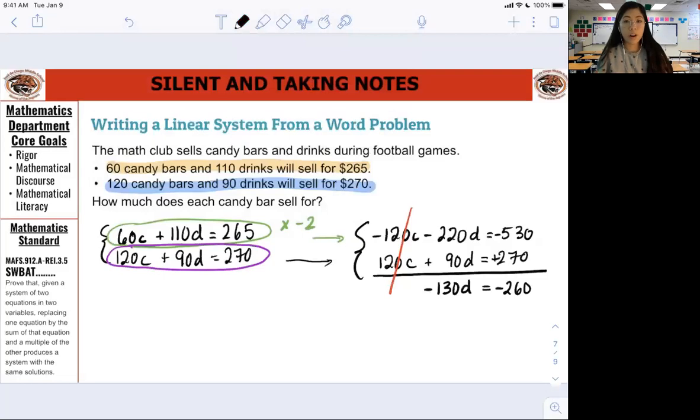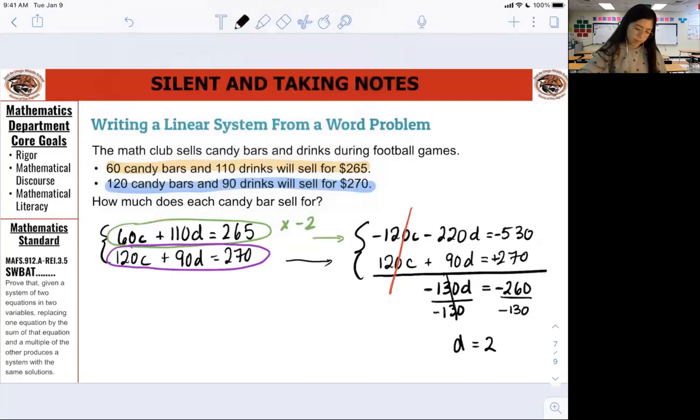Again, calculators are allowed. Use them. Do not rely on your head alone. These are big numbers, right? You can do things in your head, that's fine, but check it with your calculator when you are allowed to have one. And since I'm telling you on your quiz as well, you may use a calculator, so make sure you make use of it. We divide both sides by negative 130. What do we end up with? D equals positive 2.